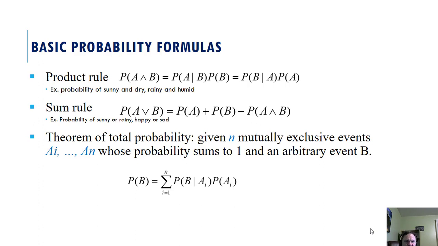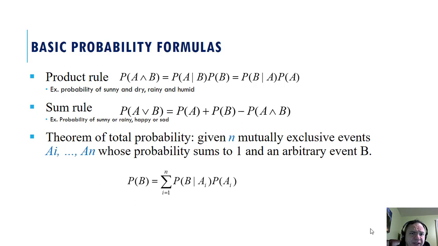Okay, so now let's talk about the theorem of total probability. Suppose we have n mutually exclusive events, A1 to An. So this could be 1, 2, 3, 4, 5 events. The probability of these events sums to 1. For example, the forecast of the weather in a given area is either cloudy, rainy, or sunny. So the sum of the probabilities of these three mutually exclusive events is 1. Obviously, the weather cannot be rainy and sunny at the same time. So these are mutually exclusive events.